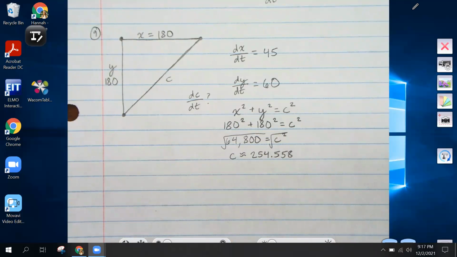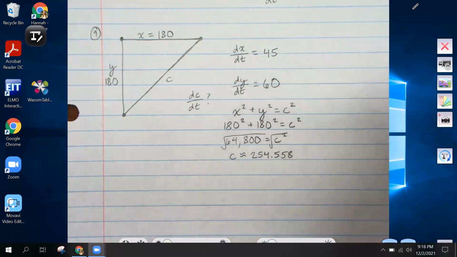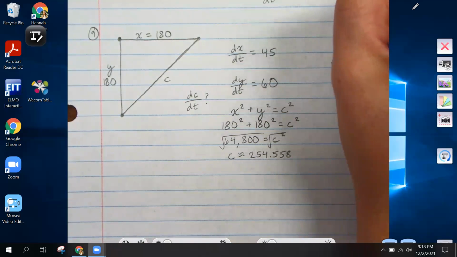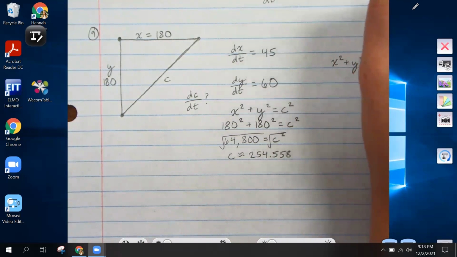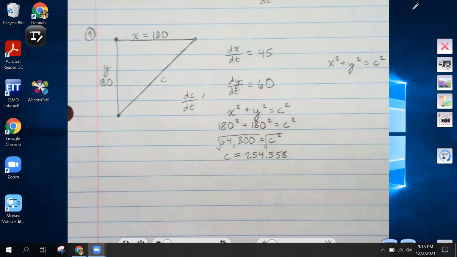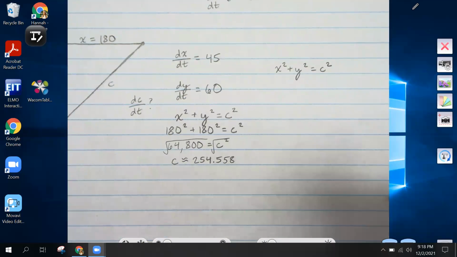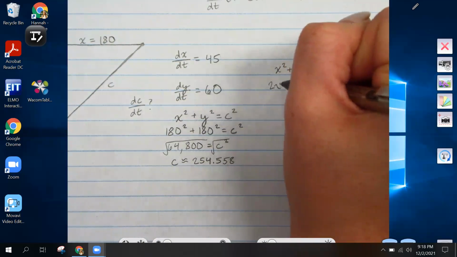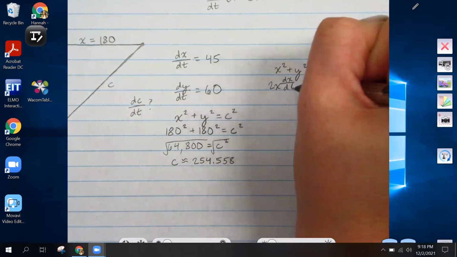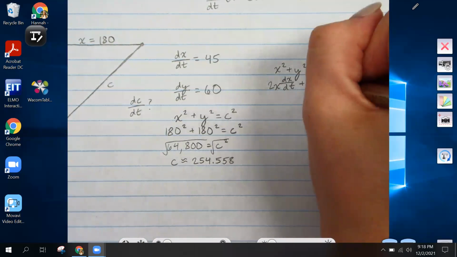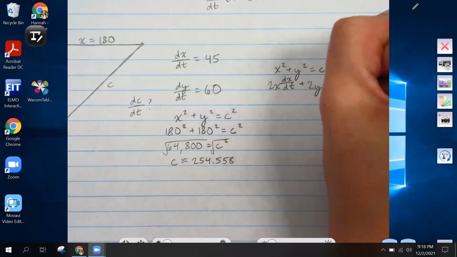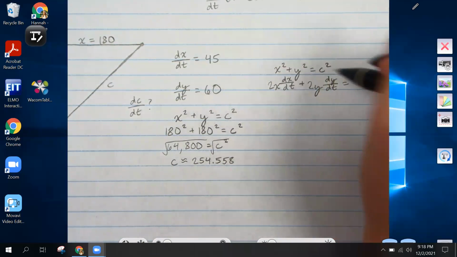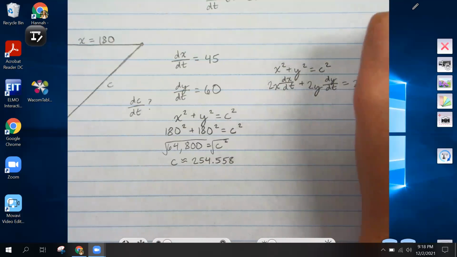So to find the rate of change of that length, we'll start over with the Pythagorean theorem. X squared plus y squared equals C squared. And we'll use implicit differentiation to find the derivative here. So the derivative of x squared would be 2x dx/dt. Y squared, the derivative would be 2y dy/dt. And the derivative of c squared would be 2c dc/dt.